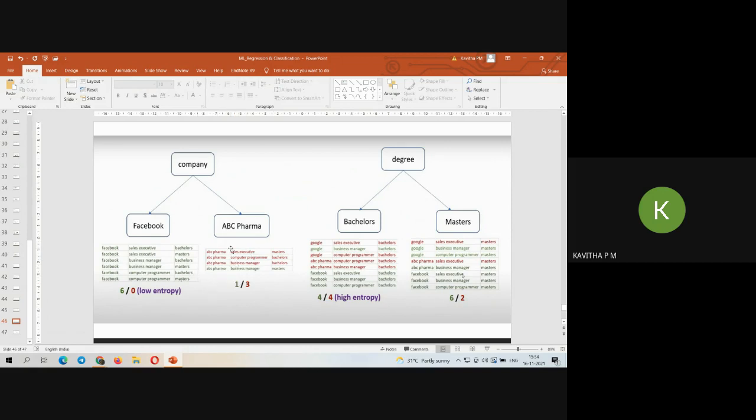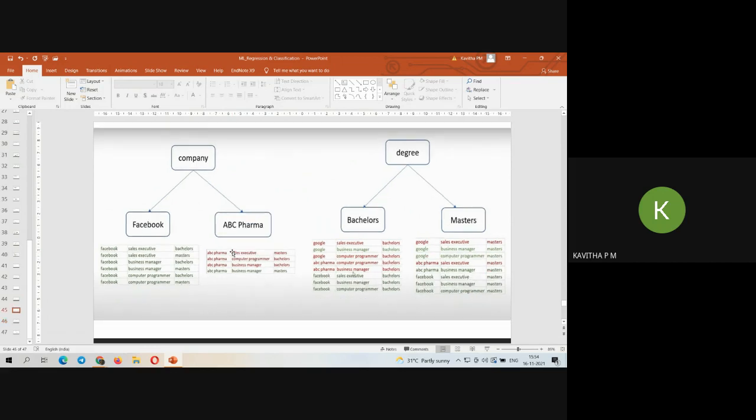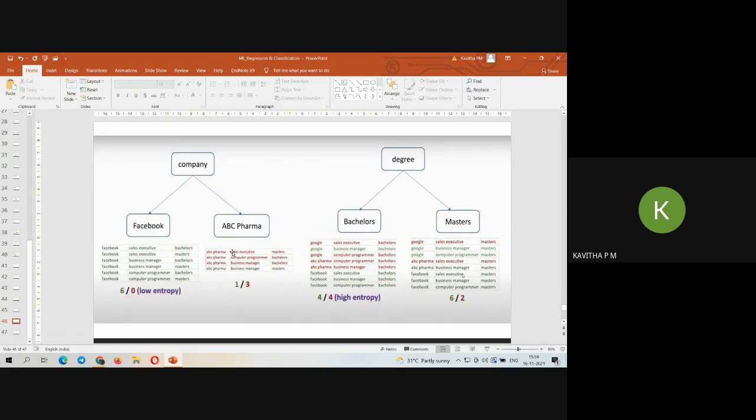Ma'am, what exactly is entropy? Entropy is actually a statistical calculation. We did this in SVM and all those things, right? So based upon this, we'll be grouping.